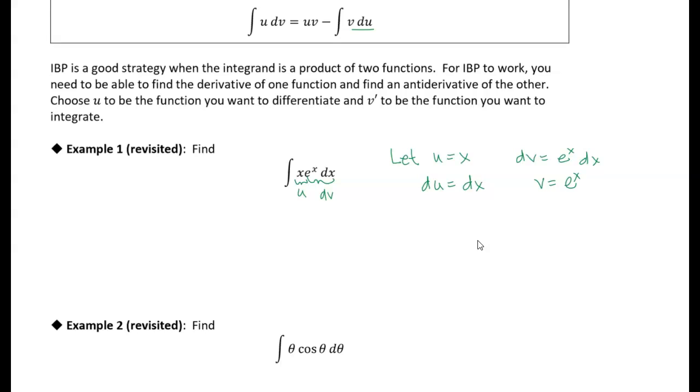So our integral is going to be u times v, so it's x e to the x minus the integral of v du. Okay, so v is e to the x and du is dx. And look at that, that's much easier to deal with, right? So we get x e to the x minus e to the x, and then, of course, plus c.